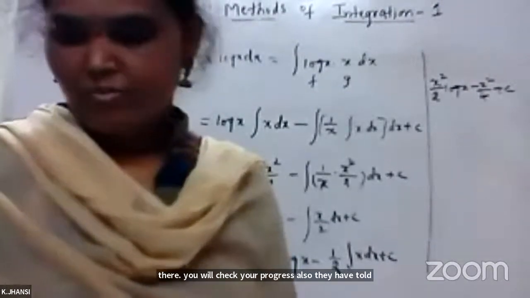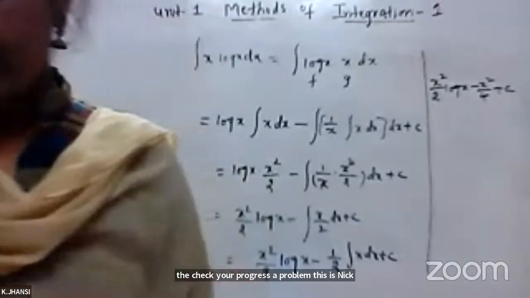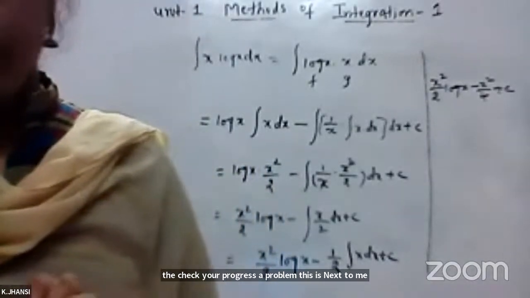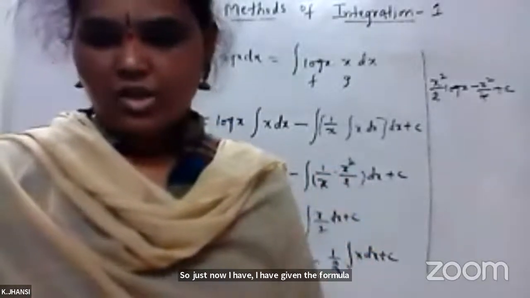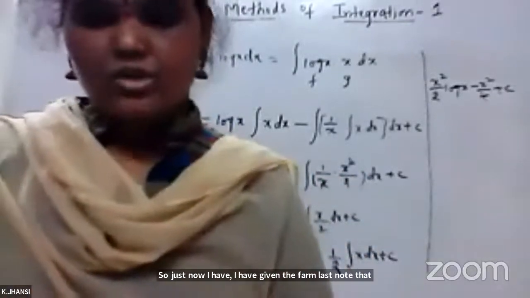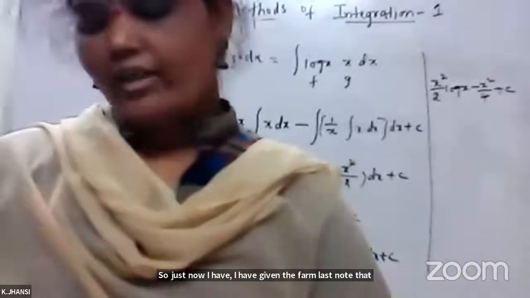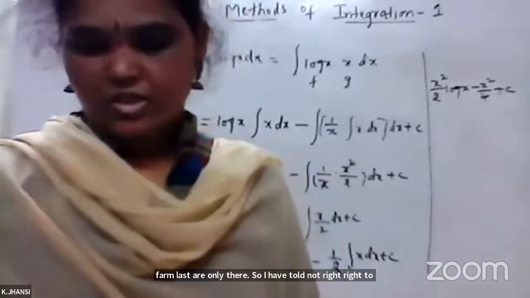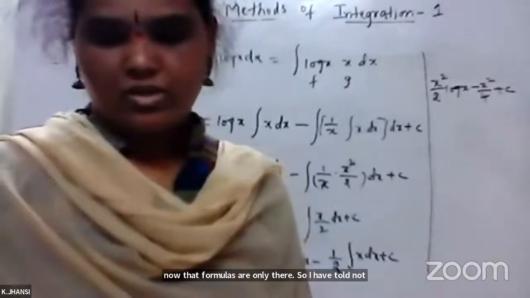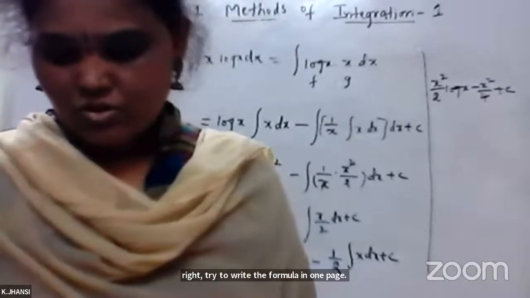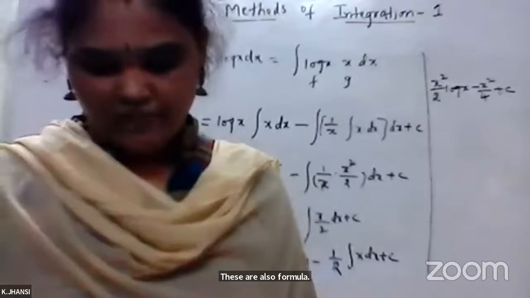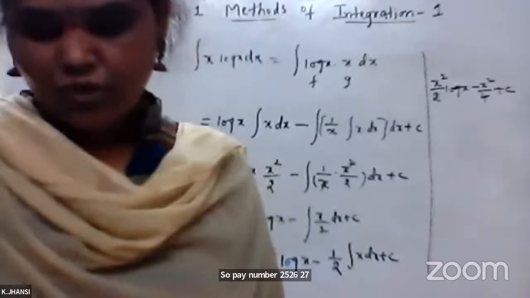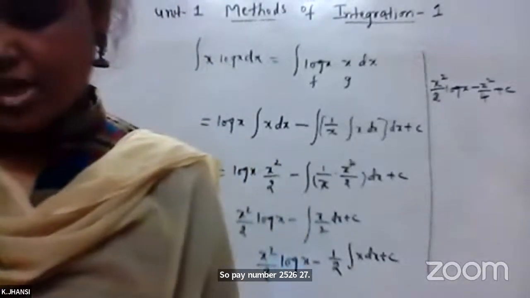Next we have integration of inverse trigonometric functions. Just now I have given the formulas. Those formulas are only there. I have told you to try to write the formulas in one page. These are also formulas only. So page number 25, 26, 27, on that you have the example problems.